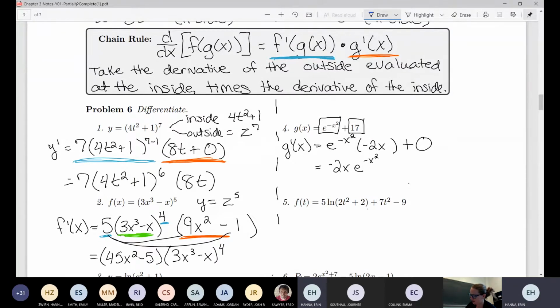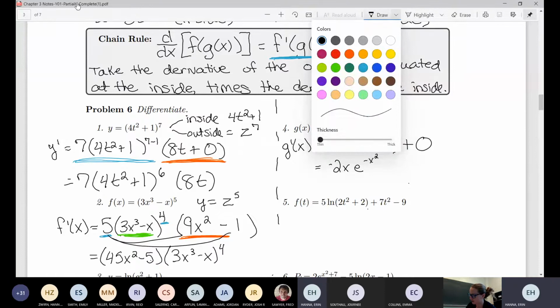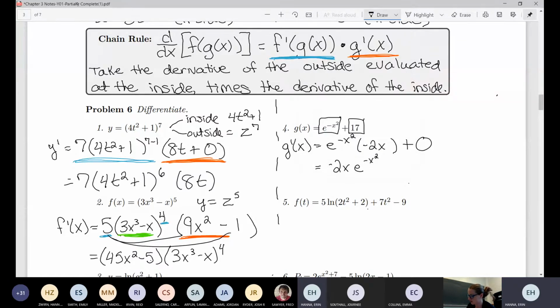So first of all, we need to recognize that, remember, whenever you have a sum or a difference of functions, you just take their derivatives separately. So we kind of need to separate this into its 3 pieces. So we'll take the 3 derivatives separately. That first derivative, the 5 natural log of 2t squared plus 2, is a chain rule. So that 5, remember, whenever you have a constant times a function, the constant stays along for the ride.